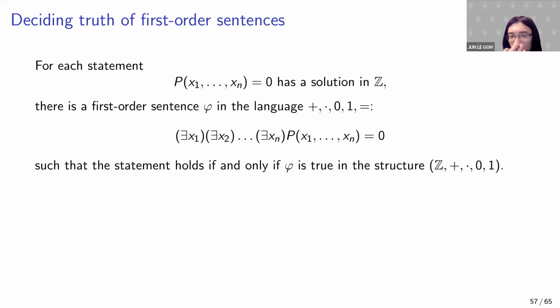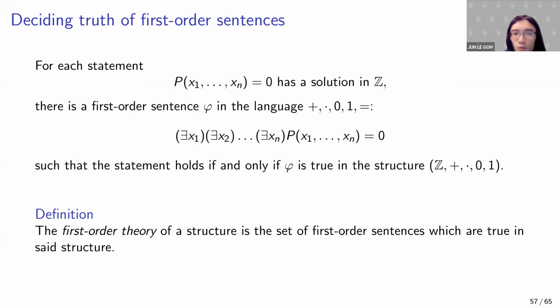But what's different now is that in the first order setting, we can also express more complicated statements. We can have alternations of quantifiers, right? So in front of these existential quantifiers, we can also have some universal quantifiers, and then maybe some existential quantifiers after that. And this allows us to express things such as P has infinitely many solutions in Z, for example. This is something that you can express with a few alternations of quantifiers.